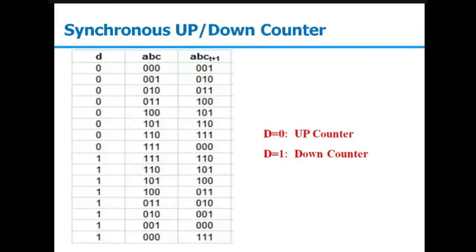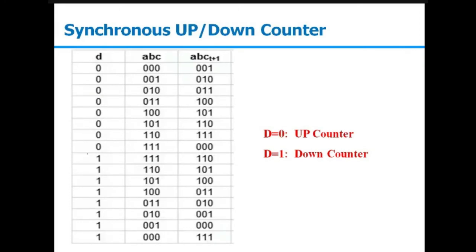The last topic in this synchronous counter is the up-down counter. If you want to design a combined circuit that will count both up and down, again we will take the input just like our ripple counter. So we say I have taken input D, and when D is equal to 0, it is counting up, and when D is equal to 1, it is counting down.